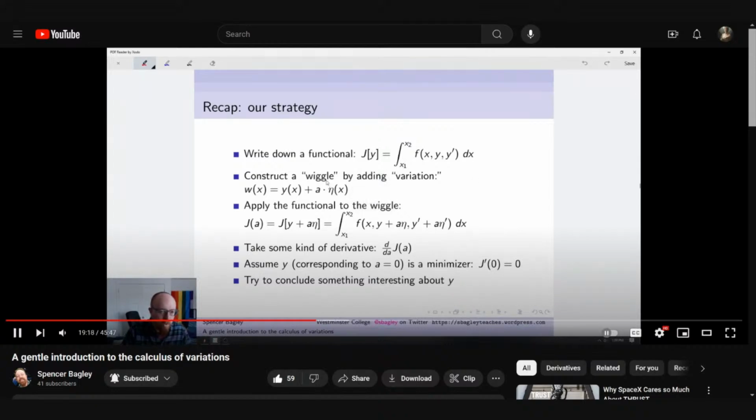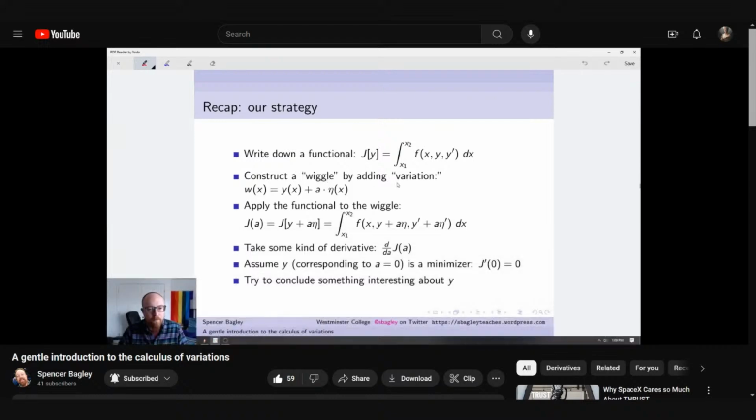We constructed a wiggle by adding a certain amount of variation. We fed that wiggle into the functional, and here's what we got. That was truly some function of a single variable, and so we can do single variable calculus with it. We can take the derivative with respect to a. We're going to assume that we have a minimizer on our hands, come up with J prime of 0 equals 0, calculate, and then conclude something interesting about y. In our case, that y prime was a constant.